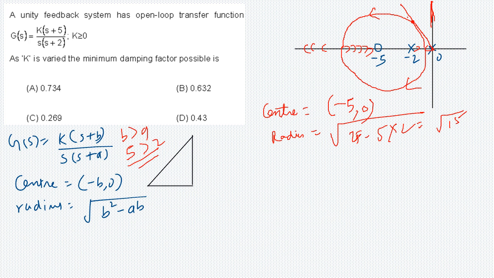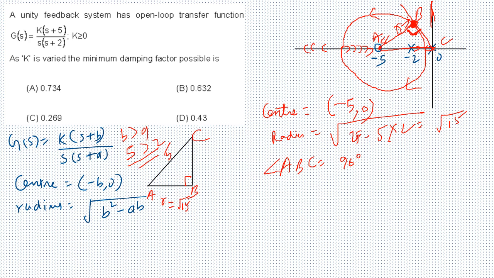Now how do we find the value of that point so that we can calculate zeta? We know that a tangent touches the circle at a point, and when we join that point with the center of the circle, it forms a right triangle. This angle is going to be 90 degrees. If I call these points A, B and C, then angle ABC is going to be 90 degrees. Already we know AB is the radius, root 15, and this distance AC is going to be 5.